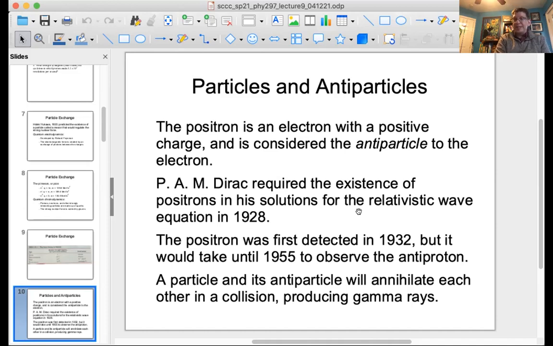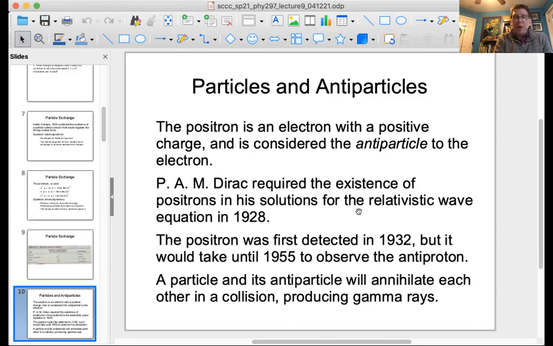The positron was first detected in 1932. So again, theory led experiment by a few years. But the antiproton, just like a proton except negatively charged, wasn't observed until 1955. And I've already said it a few times, what you see with particle physics a lot is that theory leads experiment. The theory is well ahead of our ability to experimentally verify things. And that was true in 1928, and if anything, it's more true now, nearly a century later.